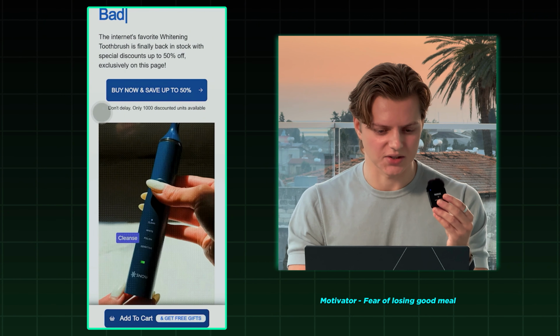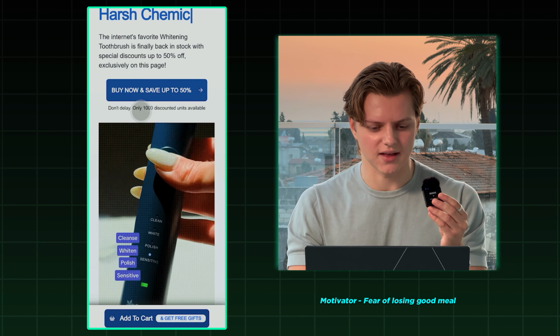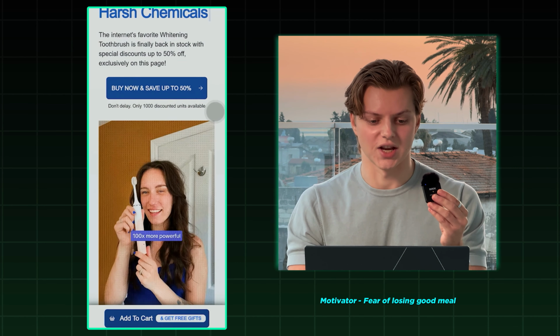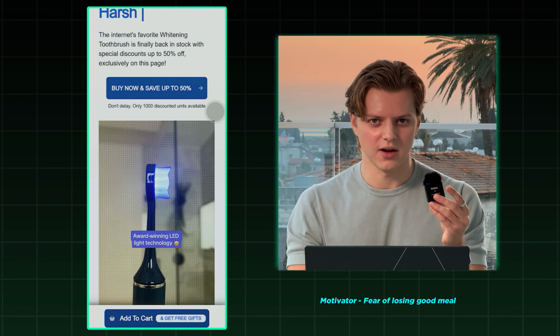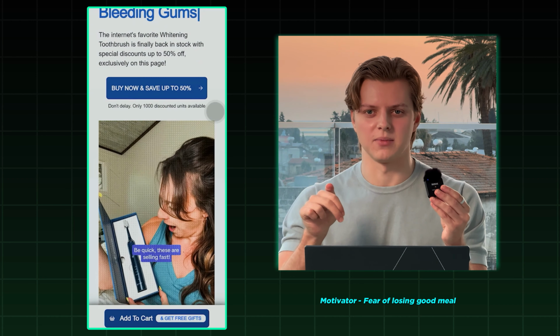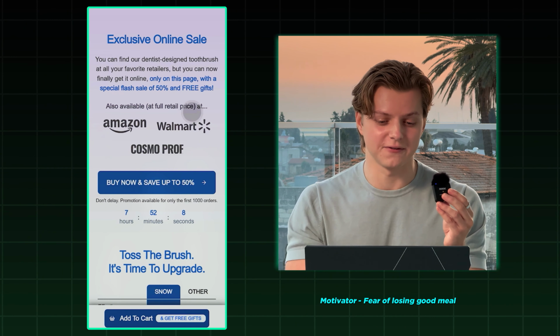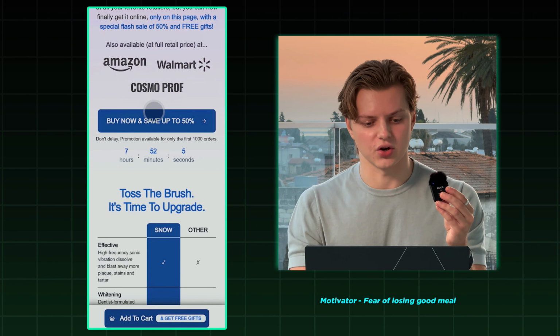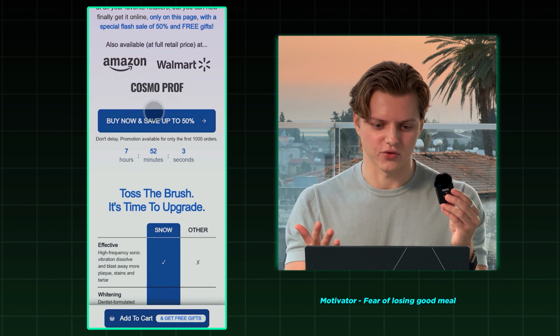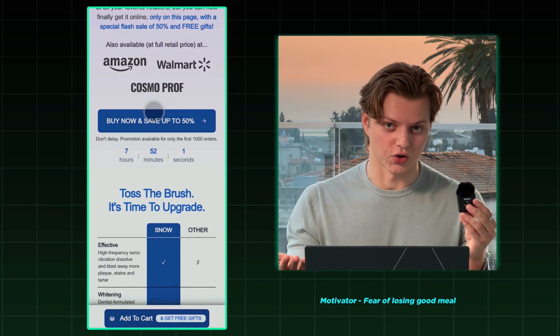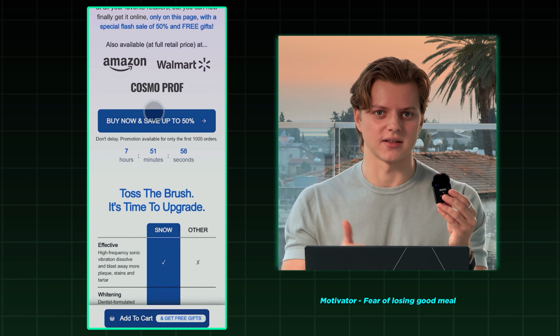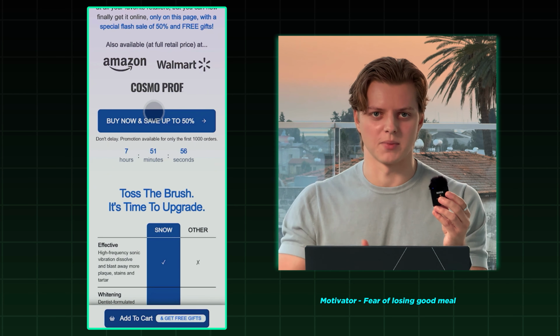And then they start adding some scarcity with "don't delay, only 1,000 discounted units available," which now immediately instills some fear because they have anchored the pricing, made me feel like it's a really good offer. And now they are making me feel like I can lose out on that offer, which is perfect for building the motivator. They also make it clear that you can find the same product, but at full price in retail stores, which also now makes you feel like you have to buy it here. And you should not delay it to get this at this price. If not, you will have to go to a retail store and buy it full price.